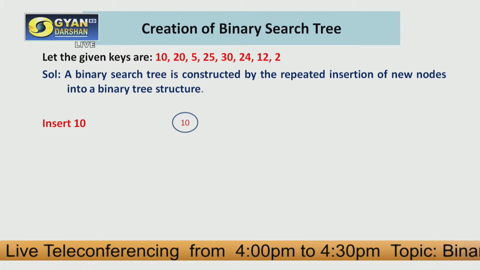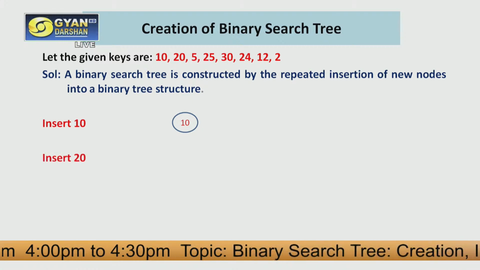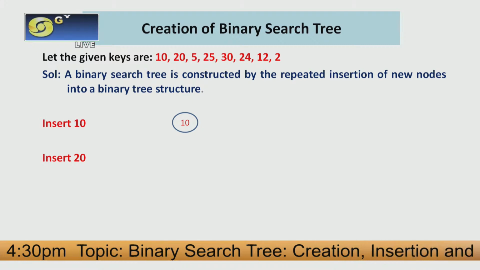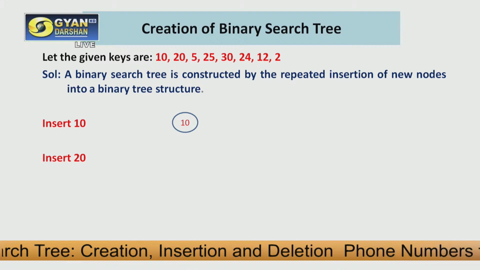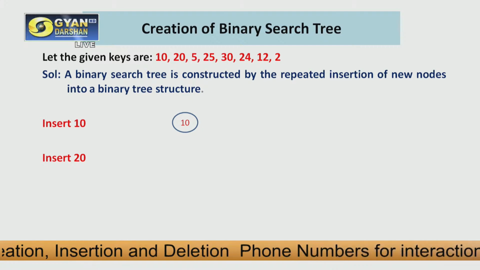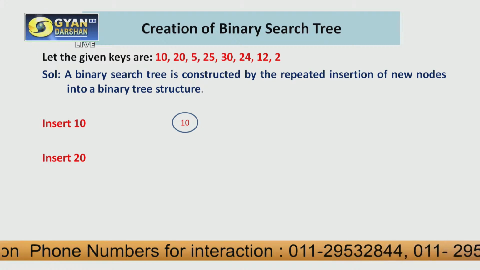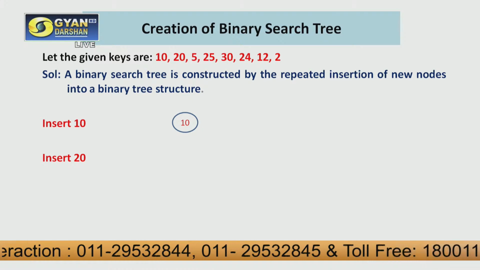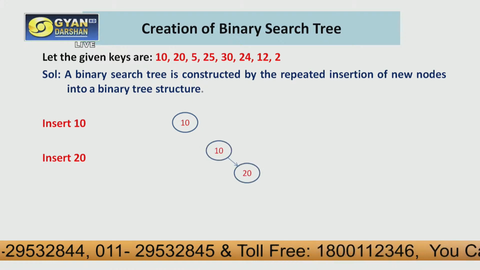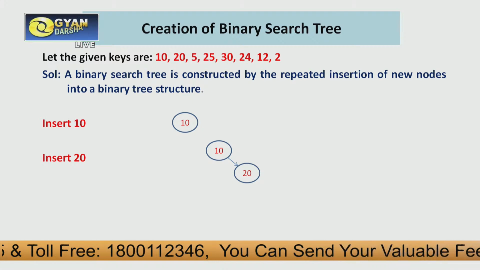Now the next key to be inserted is 20. We start from the root and compare the new key to be inserted. We know that 20 is greater than 10, so it will be the right child of 10. So 20 will be inserted as the right child of 10 and we will get this BST after inserting 20.